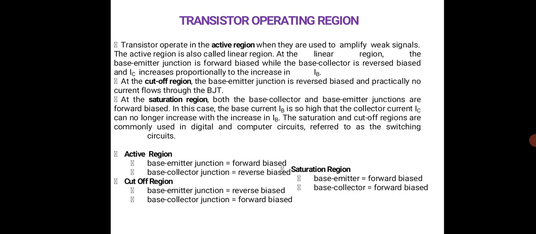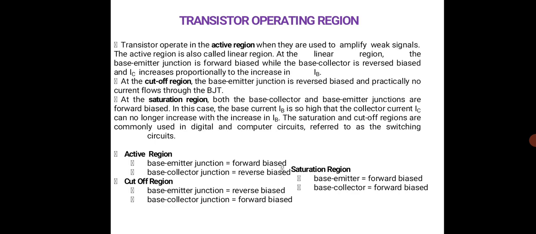In the linear region, the base-emitter junction will be forward biased while the base-collector will be reverse biased, and IC, that is your collector current, increases proportionally to the increase in the base current. In the cutoff region, the base-emitter junction will be reverse biased and practically there will not be any current flow through the BJT. That's why it is called a cutoff region.